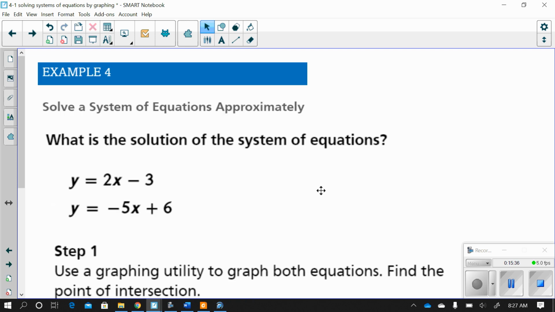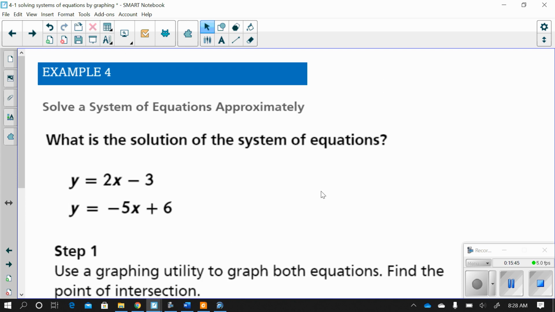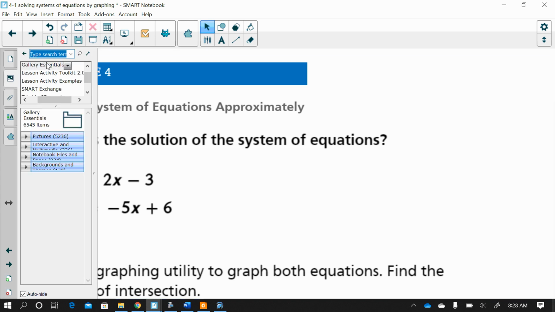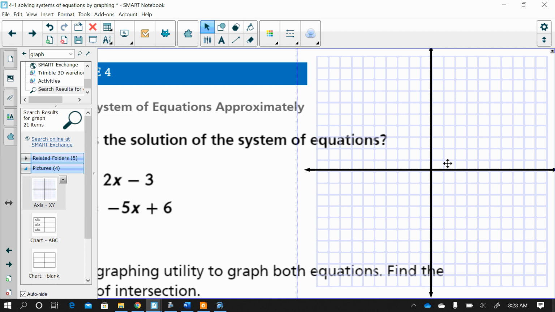So the last thing we're going to look at is solving a system of equations approximately. Approximately means give your best guess. So this book suggests using a graphing utility. Let's just do it by hand. So if I throw a graph in here, I can very easily do this by hand.